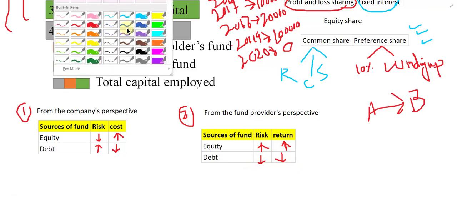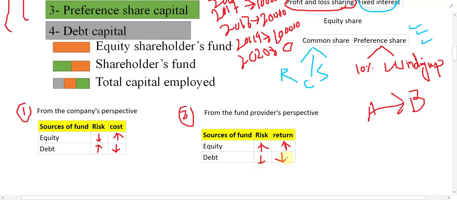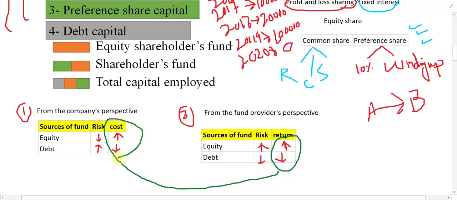Is that correct? So let me discuss one more point here. See these two returns. The return from the fund provider perspective is the cost from the company perspective. If the return or expected return of the fund provider is more, the cost of the company is also more, right? So this one is directly linked with this one. Their expectation of return is more, so for the company the cost is more. Why? Because their return is the cost for the company, or the cost of the company is the return for these people. Did you get my point?